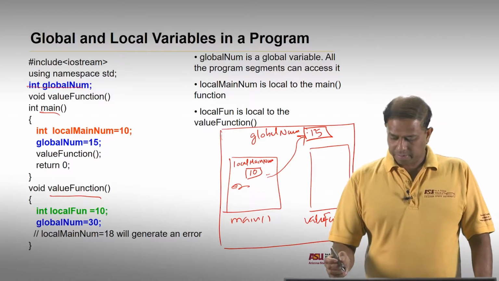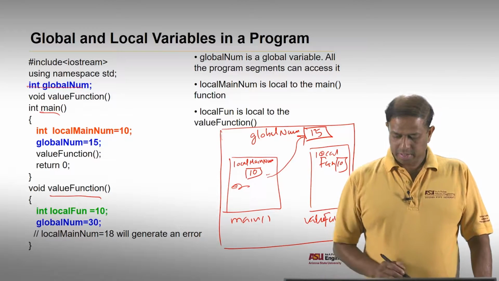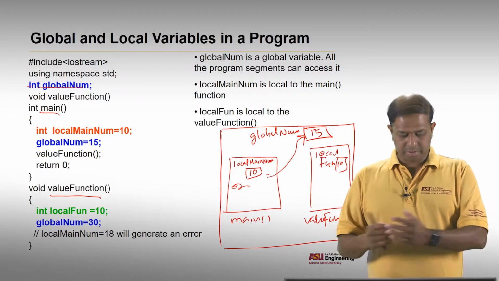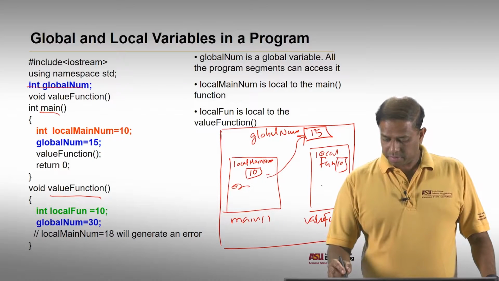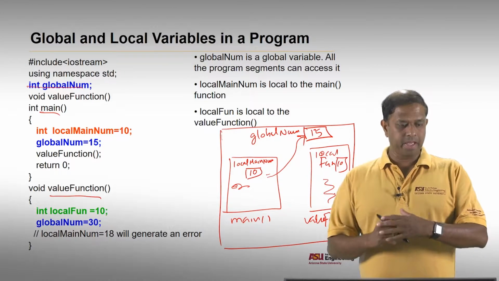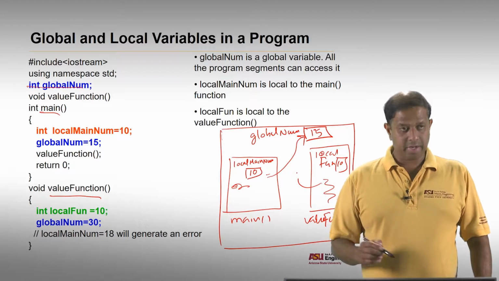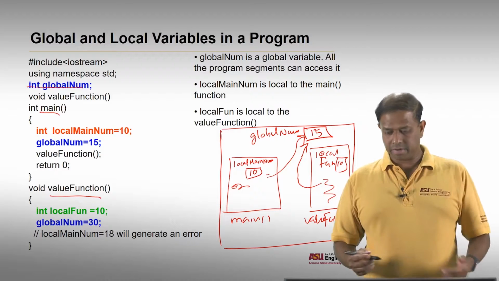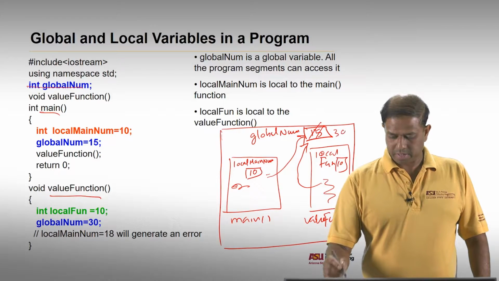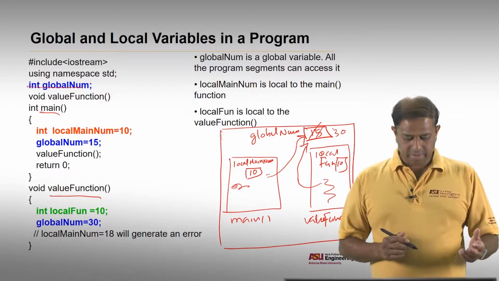Now we go to the value function. In the value function we have a local fun variable, and that's 10. That variable is local to the value function. Nobody else can access it. All right. Now we are saying global num equals 30. Again we look for global num inside the value function. There is no variable called global num inside the value function. So it goes outside of it and checks whether global num is available in the global memory area. Then it finds the location, and changes this one to 30, right? Therefore all the methods can access the global area. That part is like the living room area, right?